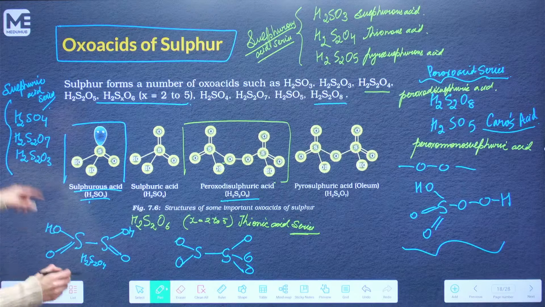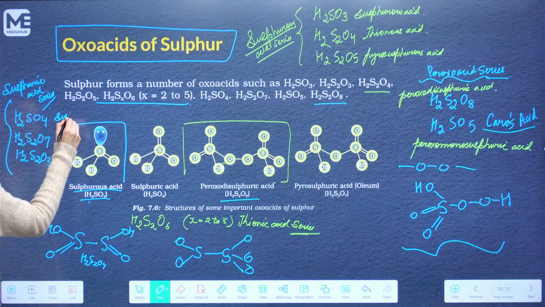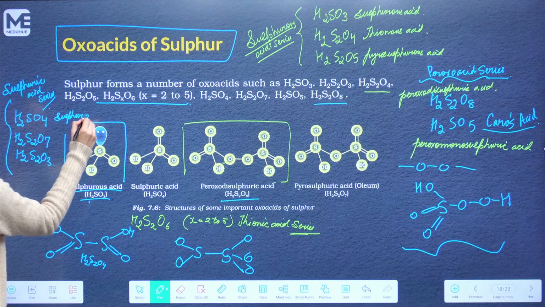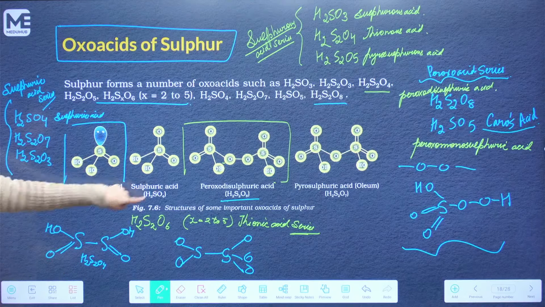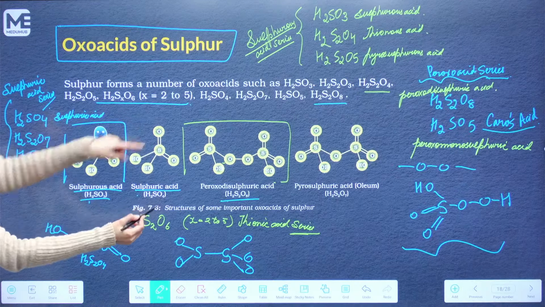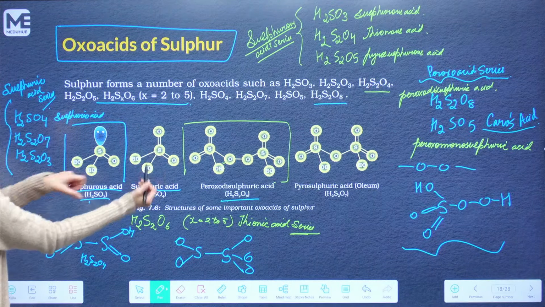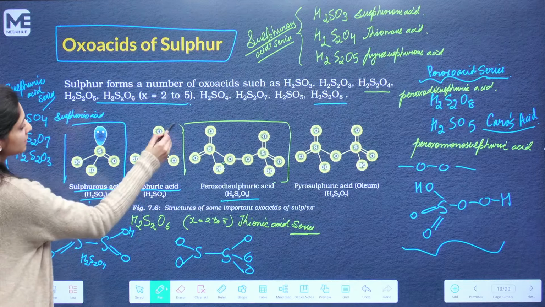All right. Coming to the sulfuric acid series, the first is sulfuric acid, H2SO4. The structure of sulfuric acid is this. So tetrahedrally bonded, two S double bond oxygens and two S-OH bonds. So this is sulfuric acid.